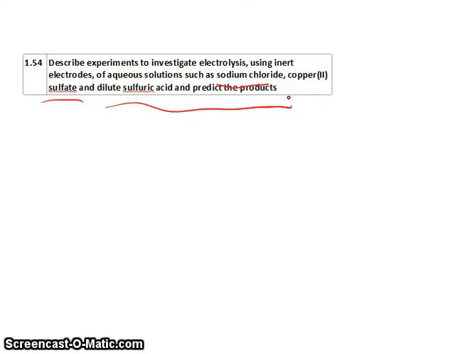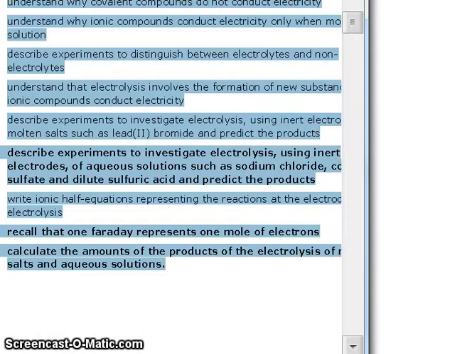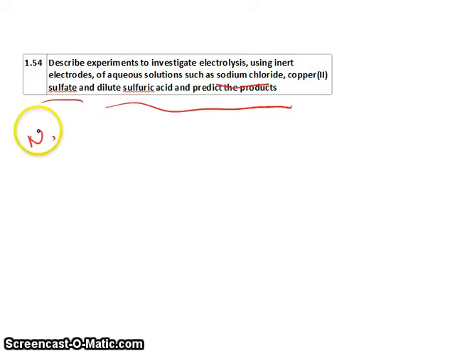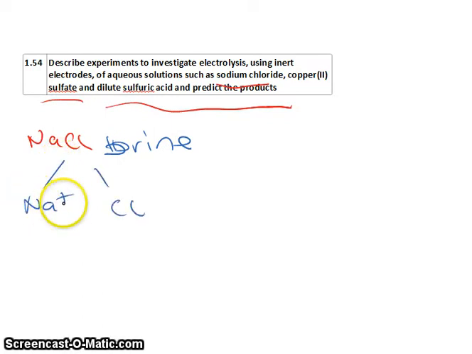So I'm just going to go through a couple of examples for you, and then we can come up with a rule based on it then. Okay, so NaCl, also called brine, is basically sodium ions and chloride ions, Na+ and Cl-. Now we're looking at NaCl, but it's aqueous. Okay, so how do we predict what the products are going to be at the cathode and what the products are going to be at the anode?